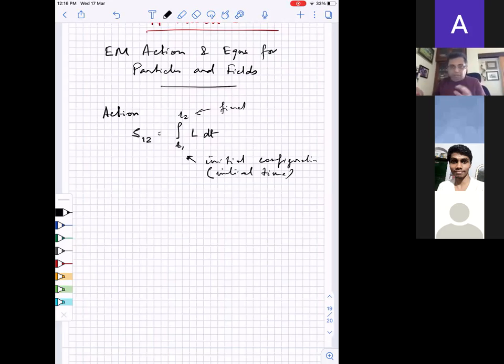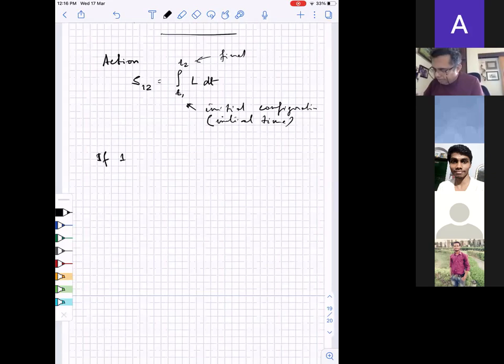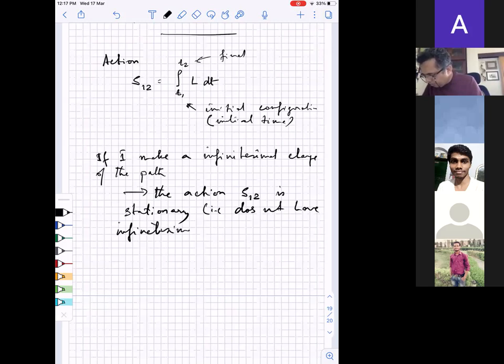So let me write down what I wanted to say: if I make an infinitesimal change of the path, the action is stationary. And what do I mean by stationary? That is, although the path has an infinitesimal change, the action doesn't have an infinitesimal change. So it does not have an infinitesimal change, but that depends on what?